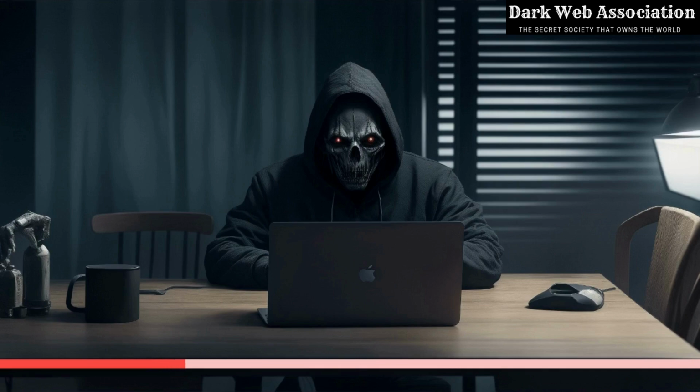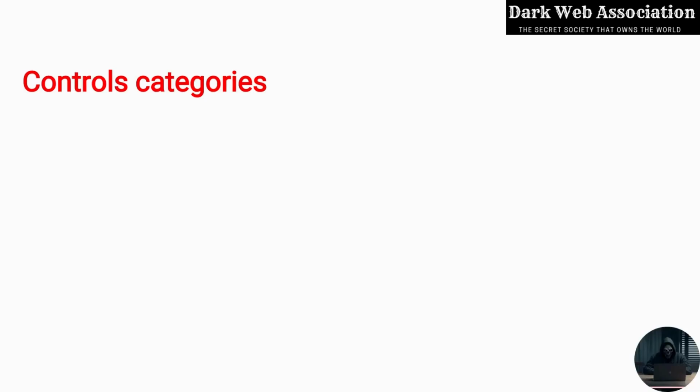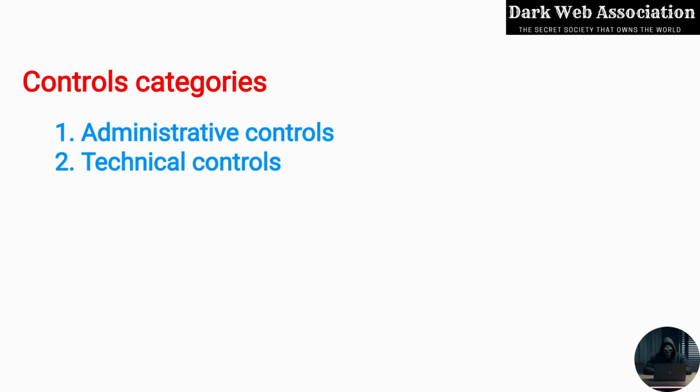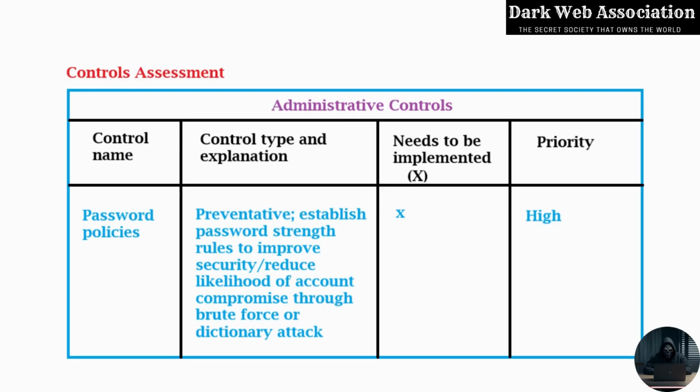A controls assessment involves closely reviewing an organization's existing assets, then evaluating potential risks to those assets to ensure internal controls and processes are effective. To do this, entry-level analysts might be tasked with classifying controls into the following categories: administrative controls, technical controls, and physical controls. Administrative controls are related to the human component of cybersecurity.